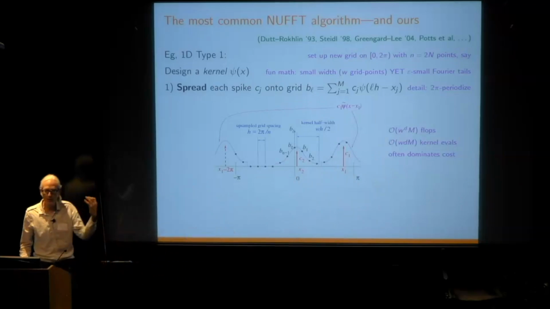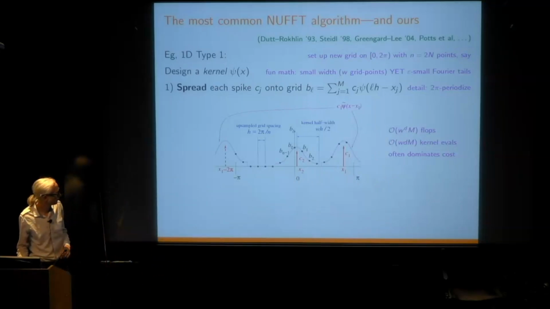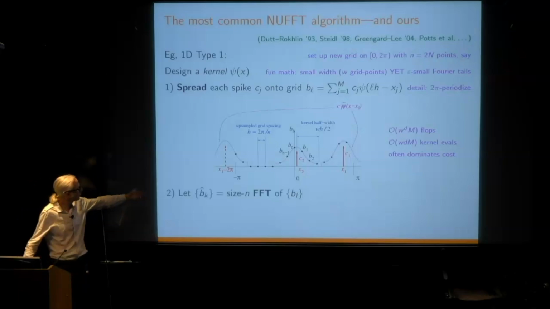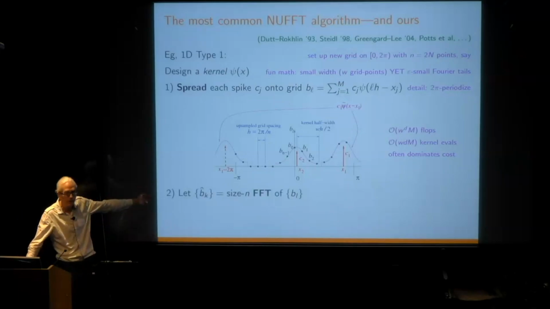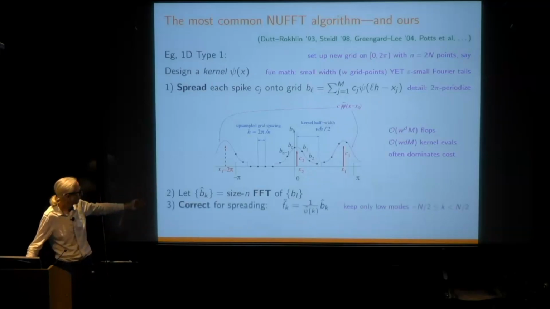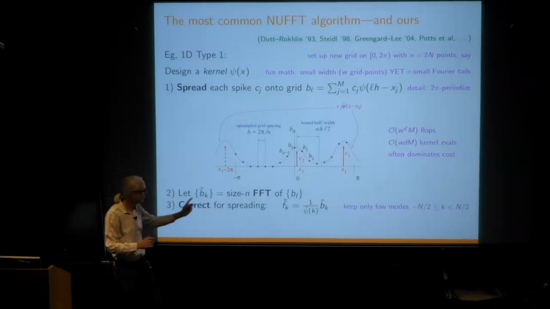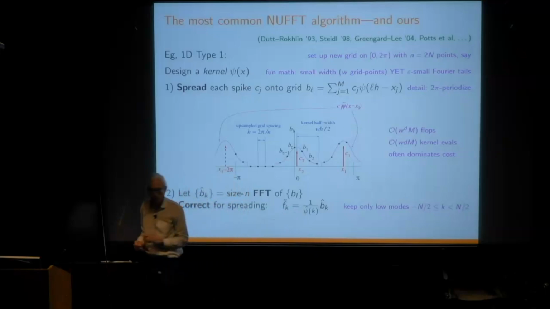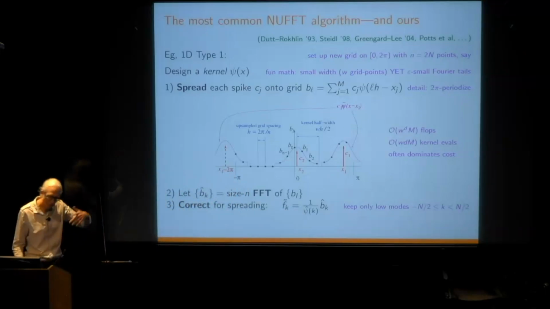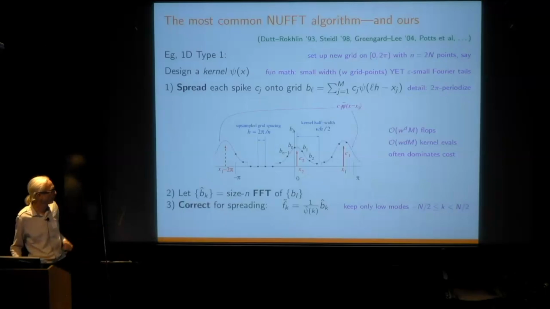You've got to evaluate these kernels at arbitrary points as well. Okay, then the second step, you do a Fourier transform, a plain FFT of those black dots. And then you have a final step that undoes or corrects for the fact that you spread out those spikes, and you divide by the Fourier transform of the spreading function. If you know your convolution theorem, that will make sense.